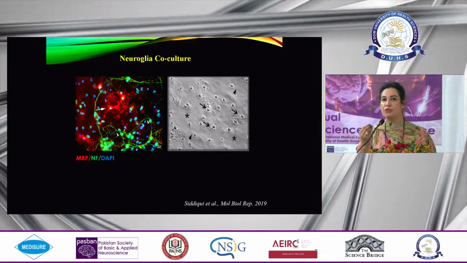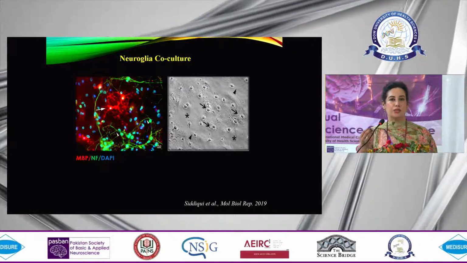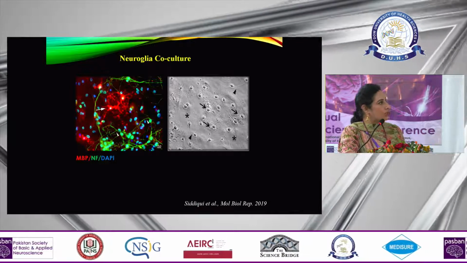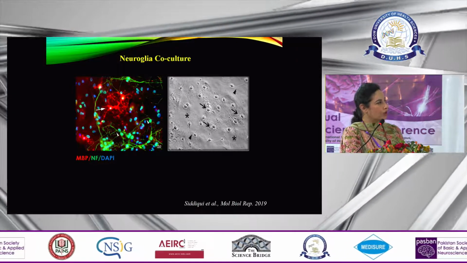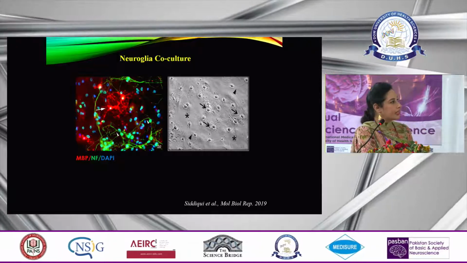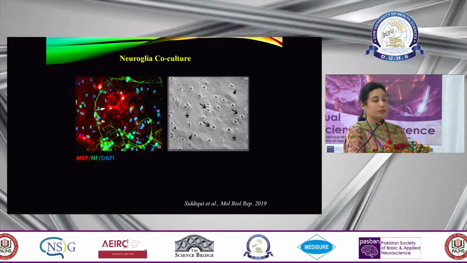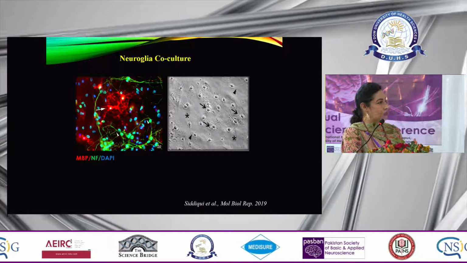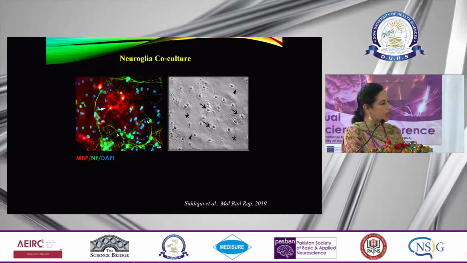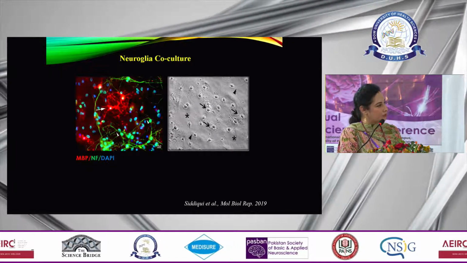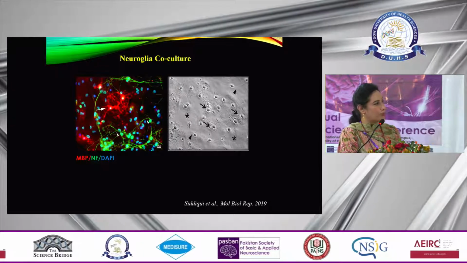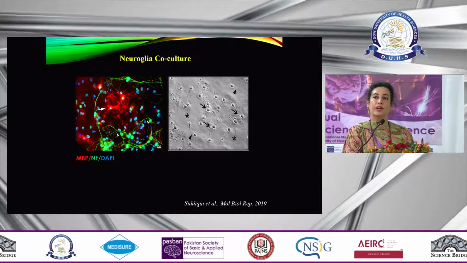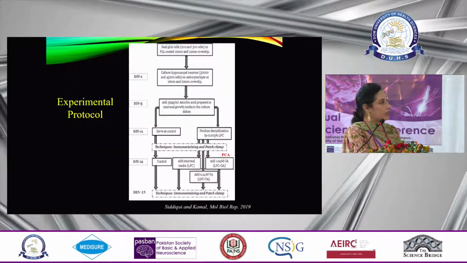We created an ex vivo model of neurodegeneration by treating the cells with 0.003% lysolecithin, using a neuroglia co-culture. Here we culture the neurons, shown in green, and they are myelinated, so we have used oligodendrocytes that help in the myelination. We have stained them: the green one is the neurite and the red one is the MBP-positive oligodendrocyte. So we have neurons, oligodendrocytes, and astrocytes in the culture.